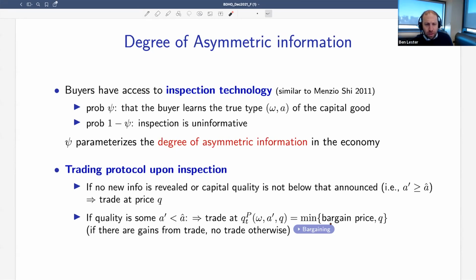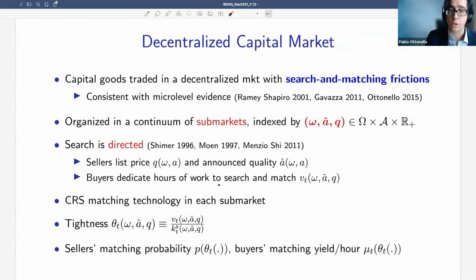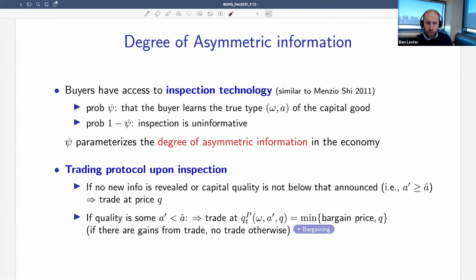And the other thing is, could you go through the timing a little more slowly about when the info is revealed? Right. So the sellers post a price and a quality. The sellers list the price and buyers search and match. After the match is formed, the buyers form a match with one seller in particular. They have the right to inspect that unit. After the inspection is made, they have the right to choose whether to buy it or not.